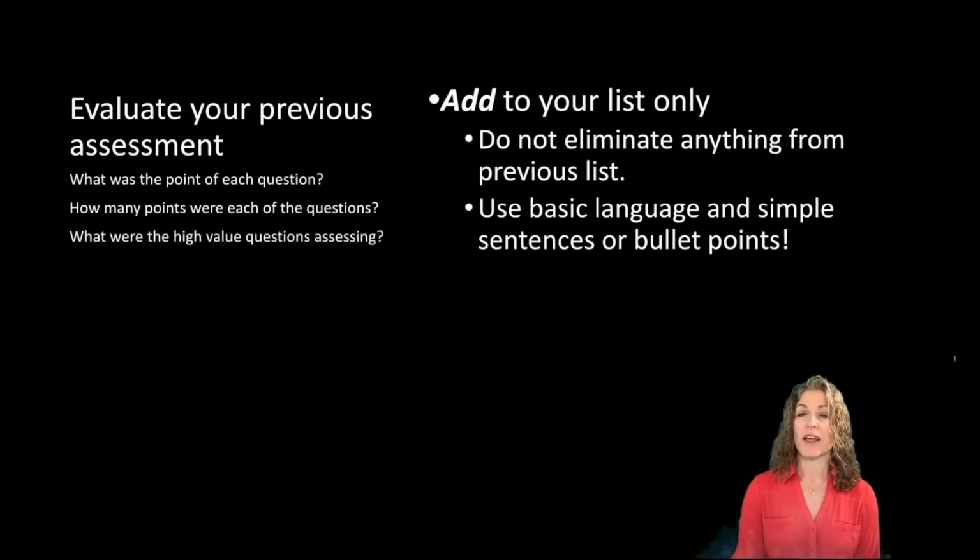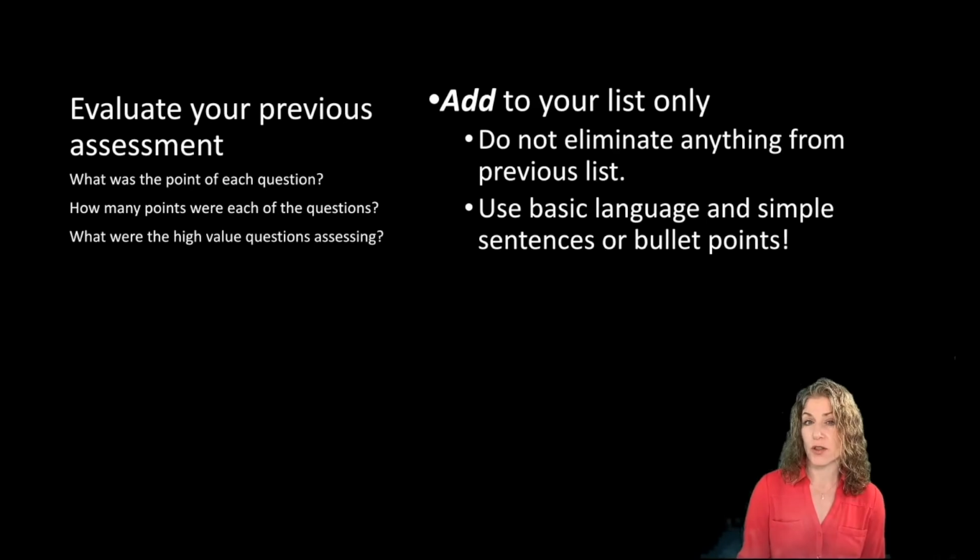Take out some of your answer keys or even student work samples if you have them. Ask yourself the following. What was the point of each question? How many points were each of the questions? What were the high value questions assessing? What did you give partial credit for? As you answer each of these questions for yourself, add them to your values list.